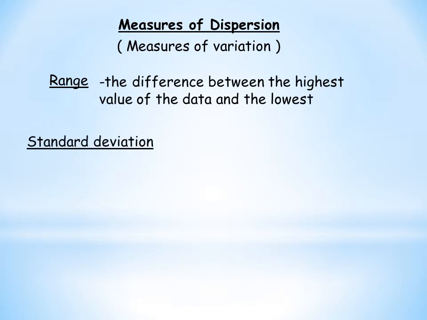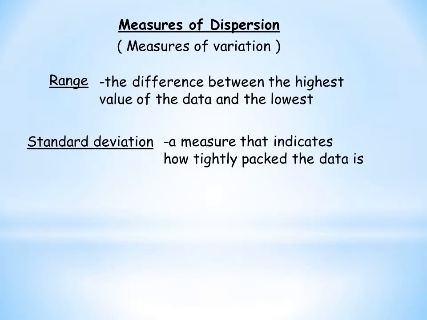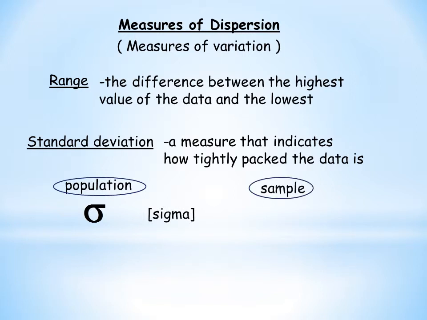Standard deviation is another measure of variation. It measures how tightly packed your data is. And once again, you can find the standard deviation of a population, and this is the symbol we will use, sigma, or you can find the deviation of a sample. In this class, we will only be dealing with the population.